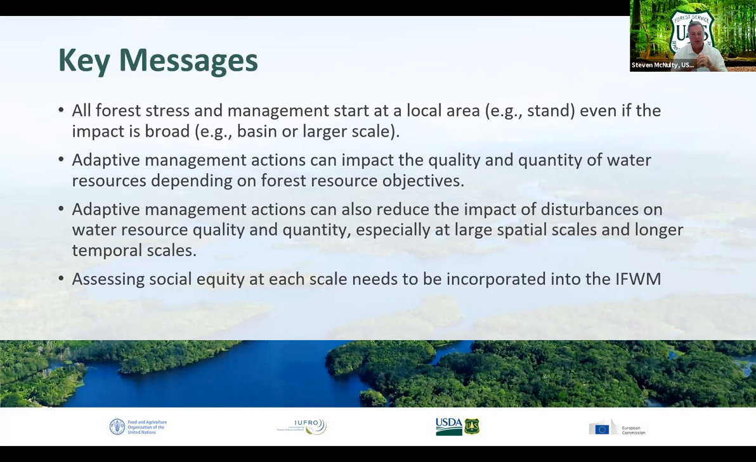And finally, it's very important to assess social equity at each scale if we're going to integrate forest water management across very large scales. And we can't forget about those that are actively involved at the smaller scales, so that it provides the types of resources we need for other populations.